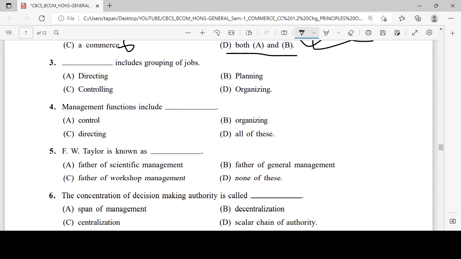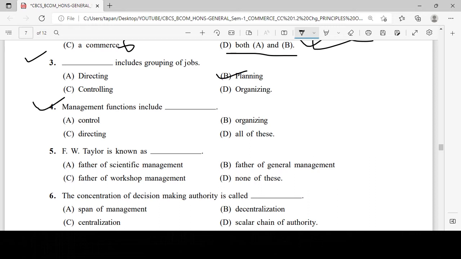Now question number 3, blank includes grouping of jobs. There are 4 items: directing, planning, controlling, organizing. Grouping of jobs means planning. Planning includes grouping of jobs. At first you have to remember the answer as well as the question. Then you have to understand it very clearly. Otherwise you can't go further.